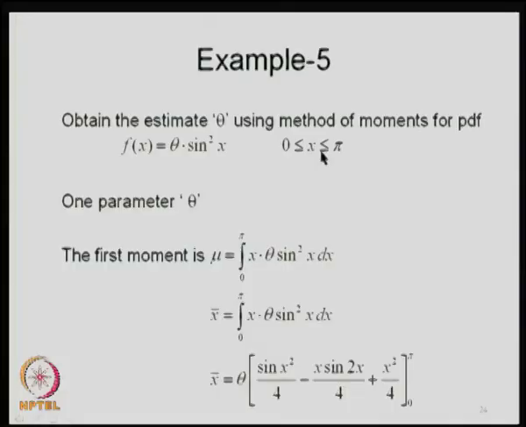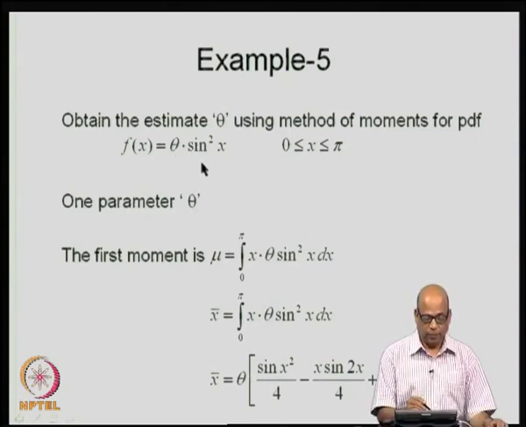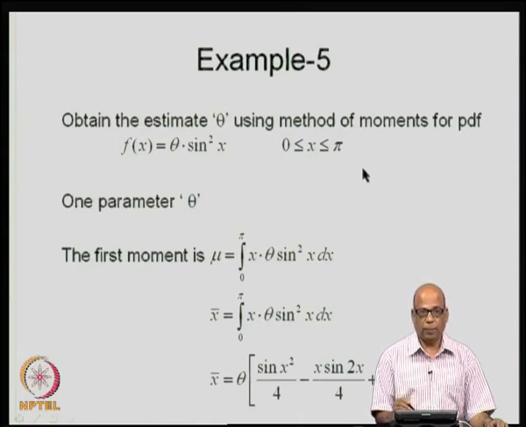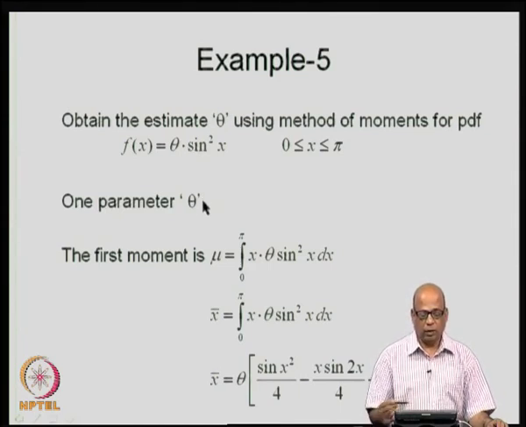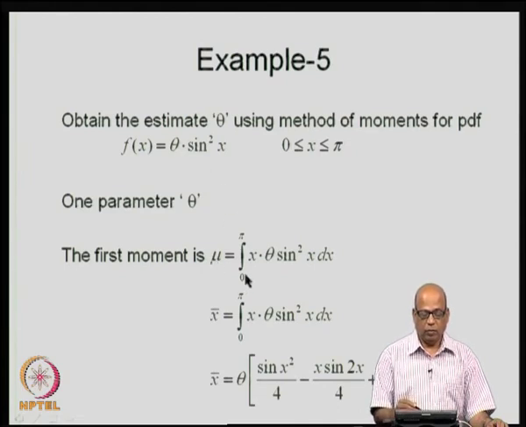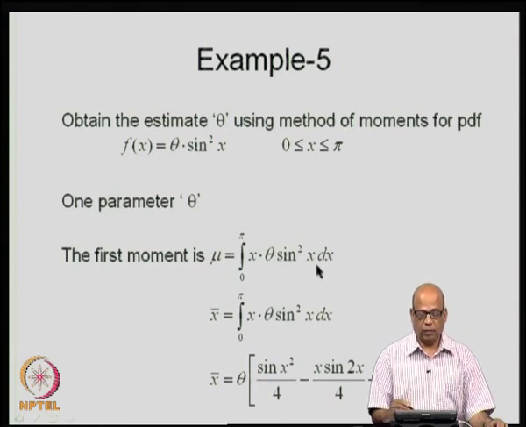So, let us look at one other example here, which has again a single parameter theta. So, f of x is equal to theta sin square x for x varying between 0 and pi. You can verify that this in fact is a valid PDF by integrating this between 0 and pi, you will get 1. So, this has one parameter theta. So, again we will take the first moment. So, the first moment of this would be integral from 0 to pi of x into f of x, which is theta sin square x dx. So, again we integrate by parts, you can either use MATLAB or you simply integrate it by parts.